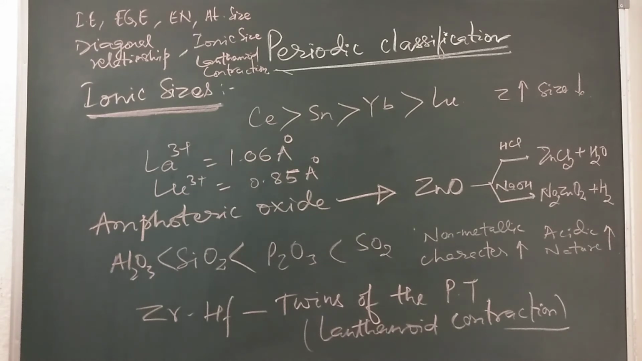You also have to keep in mind lanthanoid contraction, which is an important topic for your upcoming IIT exam. Due to lanthanoid contraction, zirconium and hafnium have almost equal size, due to which their physical and chemical properties are so similar that it is very difficult to separate them. Therefore, they are also called twins of the periodic table. A few questions have been asked based on diagonal relationship. You can watch my previous video on diagonal relationship that will help you solve the questions based on it.